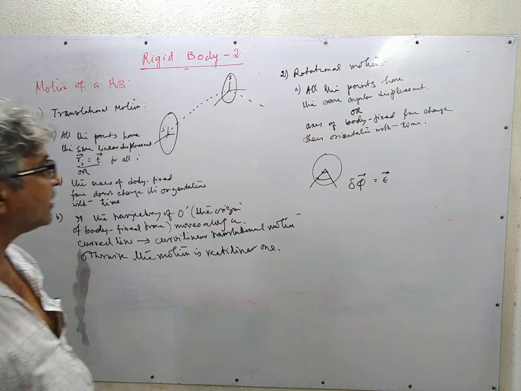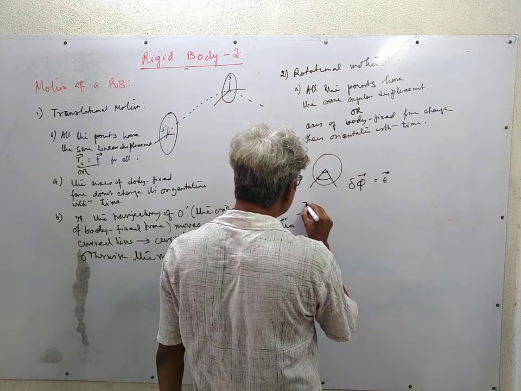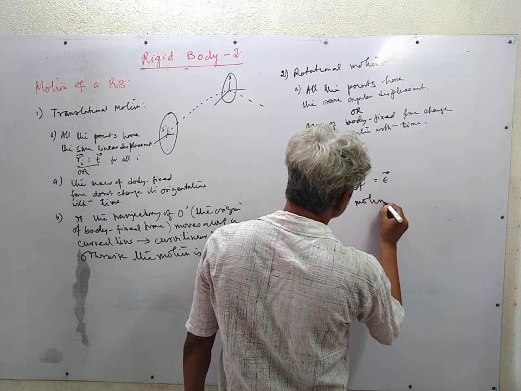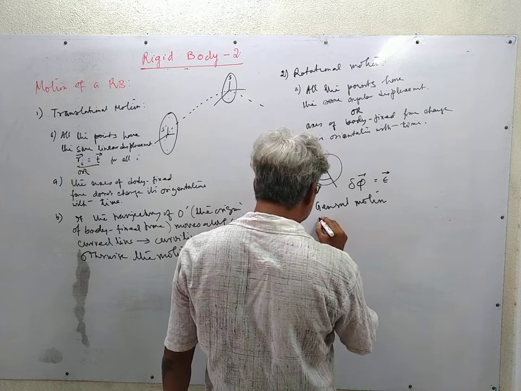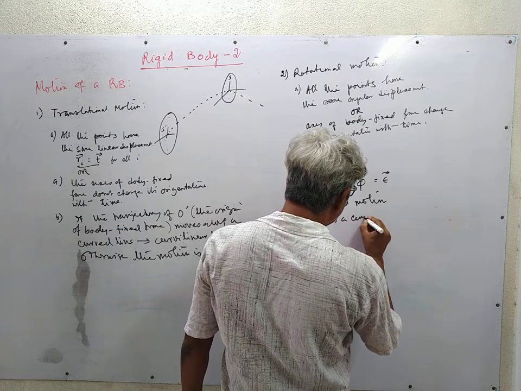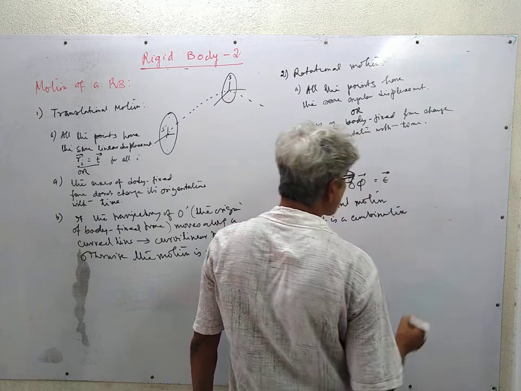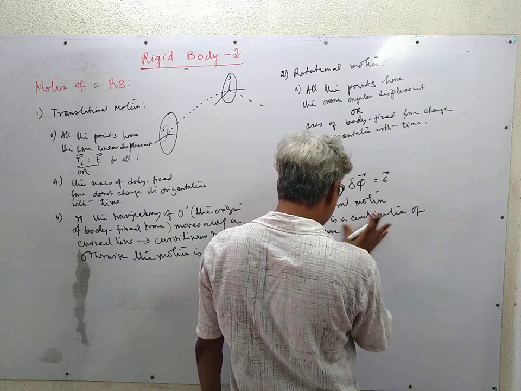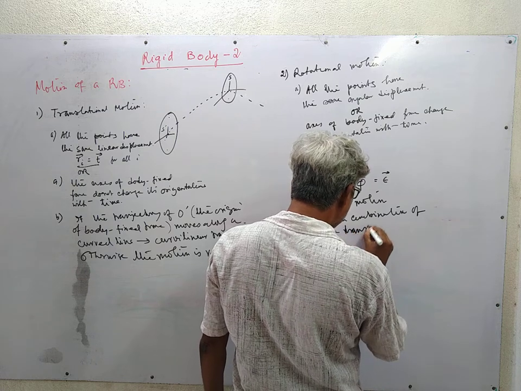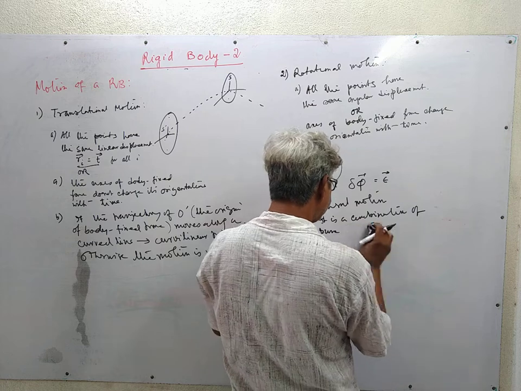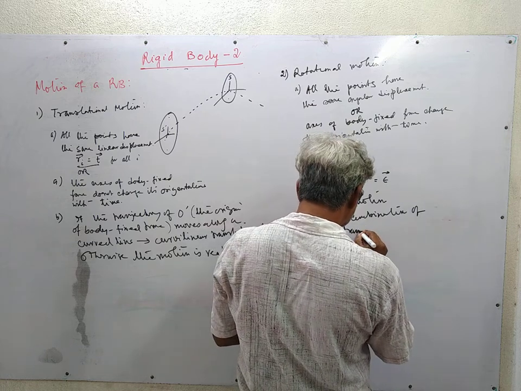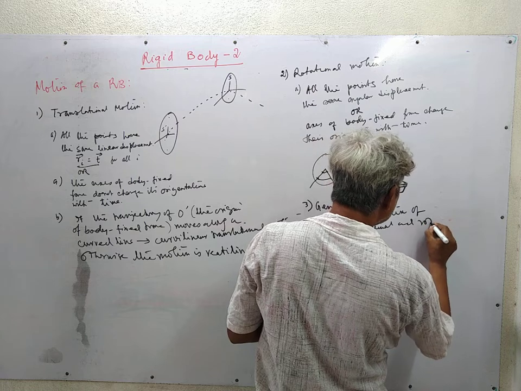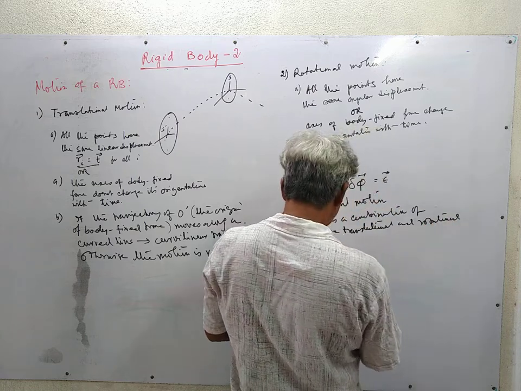Now we come to the third category, the general motion. The general motion of a rigid body is a combination of pure translation and pure rotational motions.